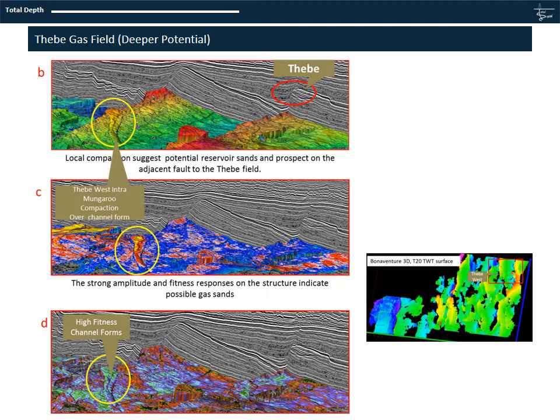Now over here in the yellow ellipse, we identify a feature on this surface. This particular surface is showing a high degree of differential compaction. It also is quite significant in size, and it has amplitude support. And we also see high fitness associated with the channel form. I'm sure Chevron's aware of this, and I expect they'll be drilling this location at some stage.